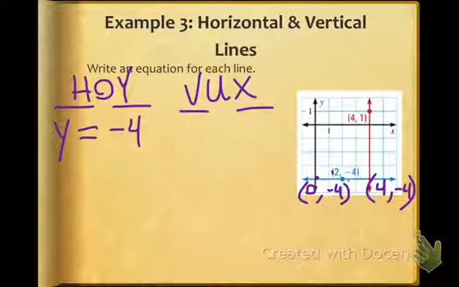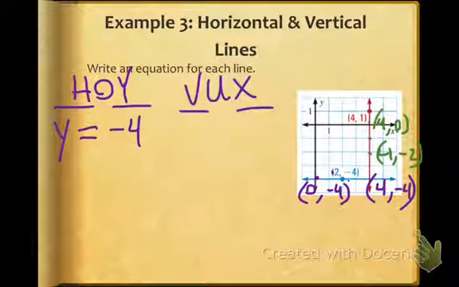Same sort of thing for the vertical line. Notice any of the points on this line all have an x coordinate of 4. So that's 4, 1, 4, 0, 4, negative 2. But they all have the x coordinate in common. So just like we can graph a line, again, looking at the line, knowing that it has an x coordinate of 4, our vertical line has an equation of x equals 4.